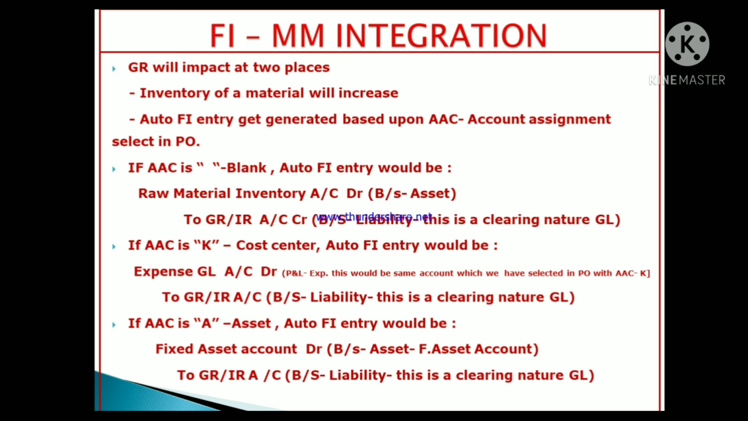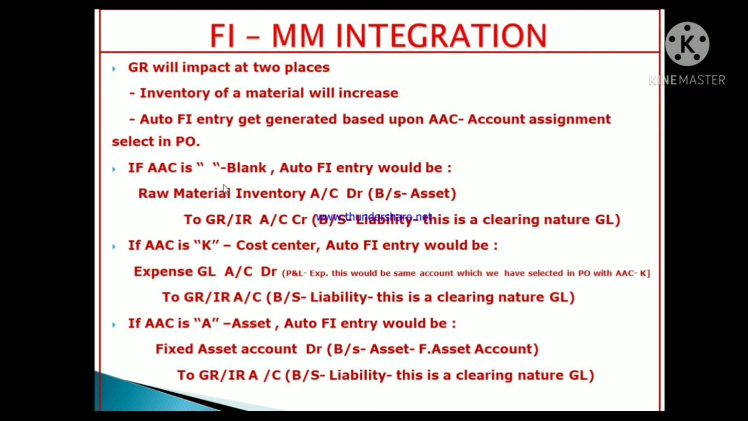For example, if AAC is selected blank, which we have discussed in a previous video also, blank means it's for your material. So what is the auto FI entry that will get generated? This is very important because these entries will be asked in your interviews also. What is the entry that will get generated at the time of goods receipt? So you should know what the entry is and what the whole scenario is.